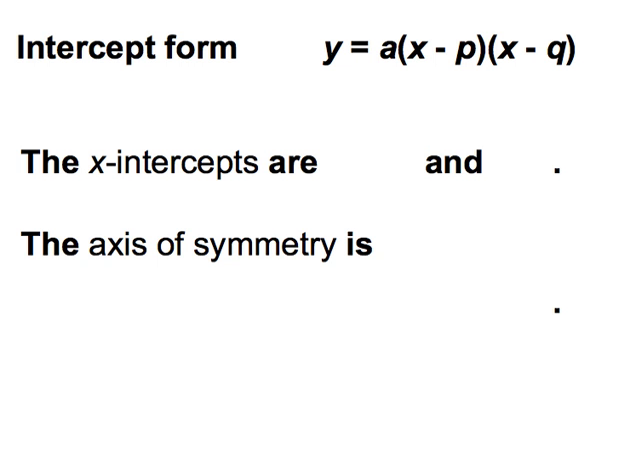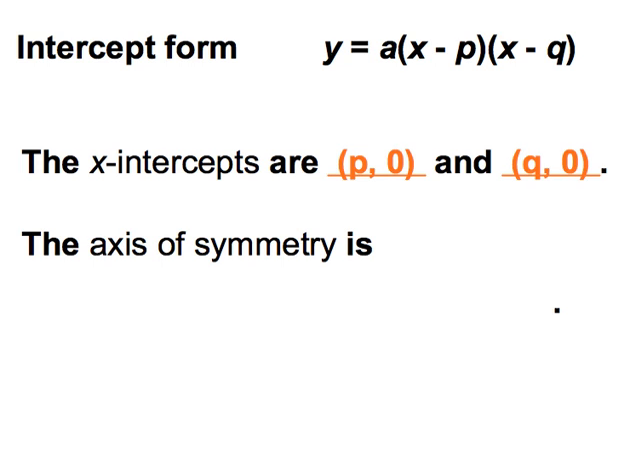Now let's talk about intercept form. Intercept form is pretty cool because it tells us what the x-intercepts are right in the equation. They are going to be at the points (p, 0) and (q, 0). Notice again, inside the parentheses, I'm thinking opposite.